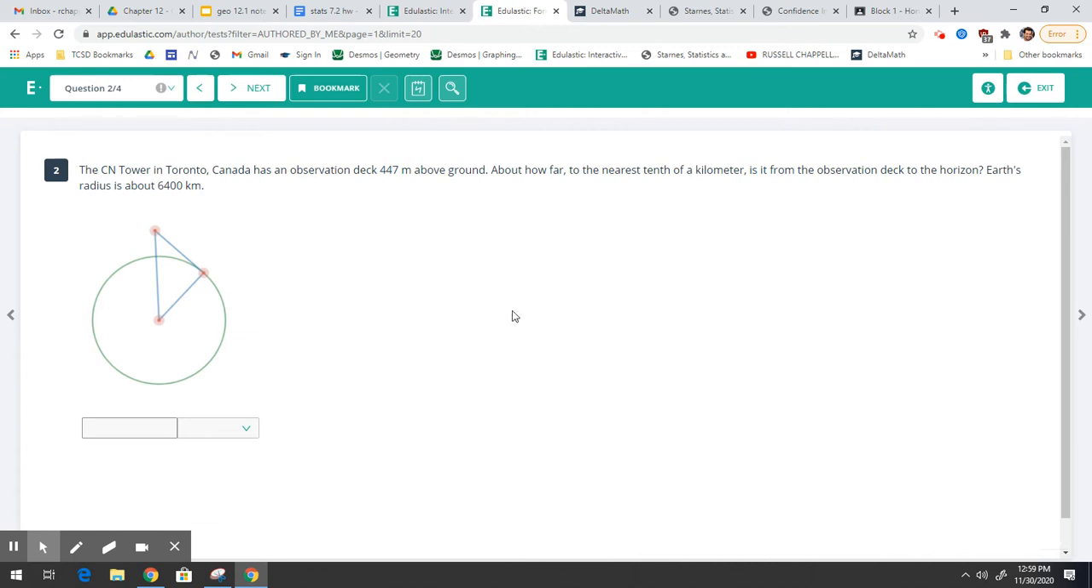About how far to the nearest tenth of a kilometer is it from the observation deck to the horizon? And now you can see why I call it the horizon problem, because it involves the word horizon. Earth's radius is about 6,400 kilometers.